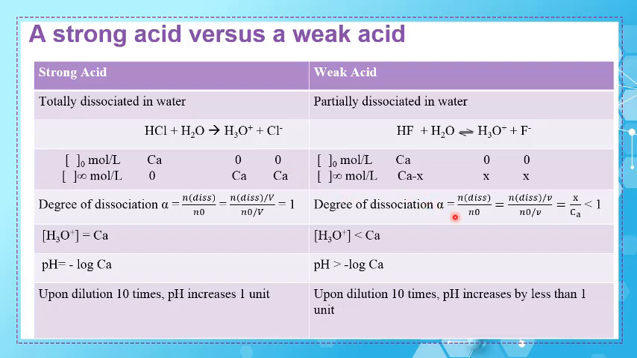So the degree of dissociation alpha, according to the definition, is like this, and we divide by V since in the table we dealt with concentration and not with number of moles. So alpha will be equal to X over Ca, and X is definitely less than Ca. So alpha will be less than 1. The concentration of H3O plus resulting would be less than Ca, so the pH is greater than minus log Ca. Here also, upon diluting a solution of a weak acid 10 times, the pH increases by less than 1 unit, and not by exactly 1 unit as in a strong acid.